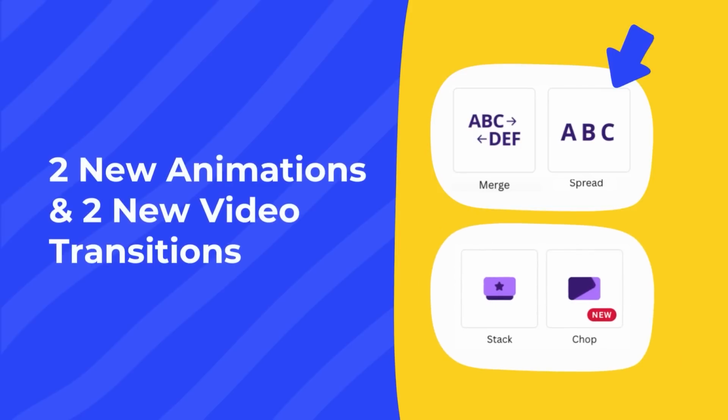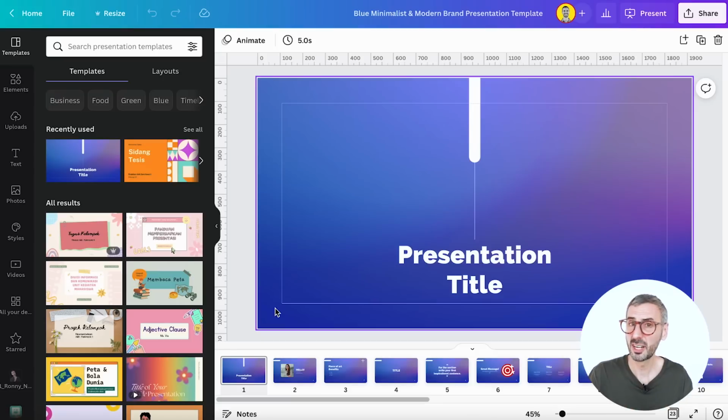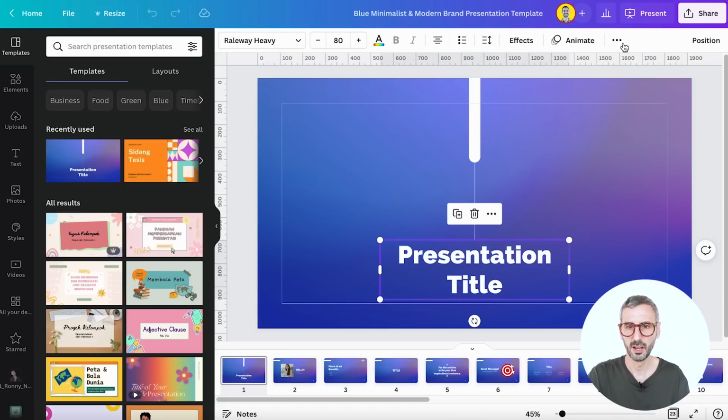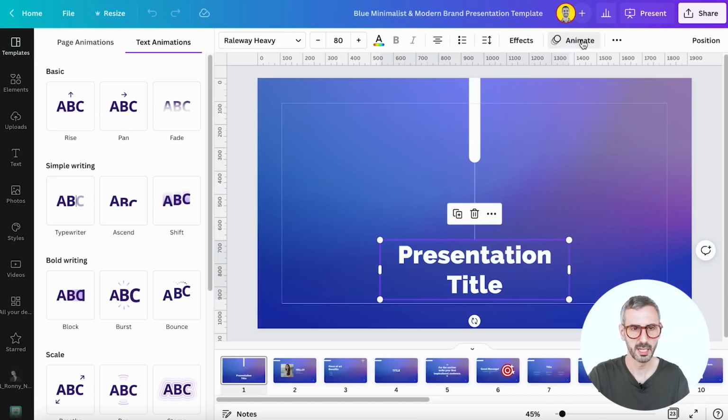Let's move on to new feature number 7. This one has to do with the animations and the transitions. Canva just released 2 new animations and 2 new transitions for videos. So let's discover them. Let's start with the new animations. So the 2 new animations are animations related to the text. So I'm going to click on the text box and then hit the animate button right here.